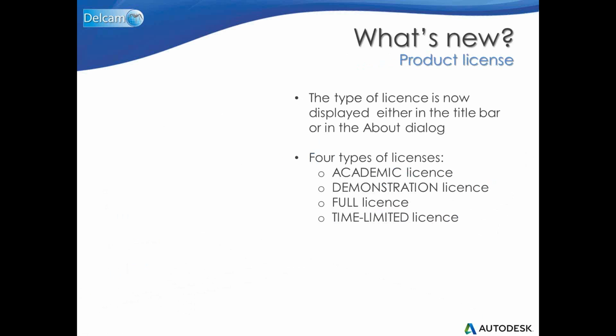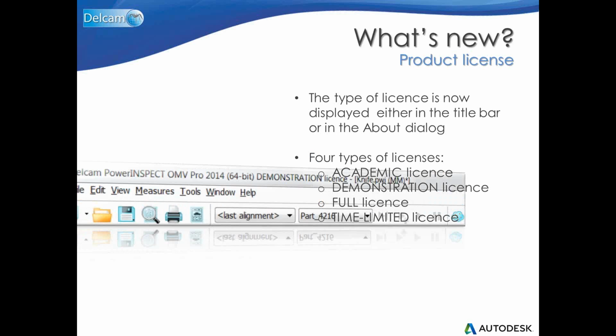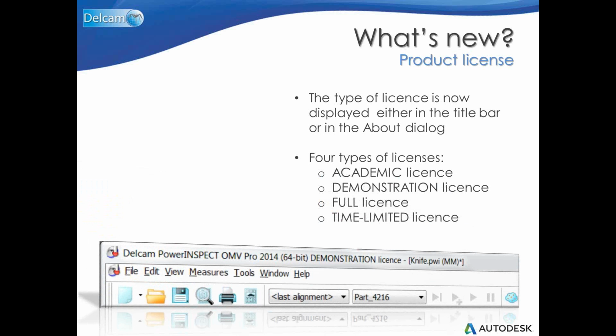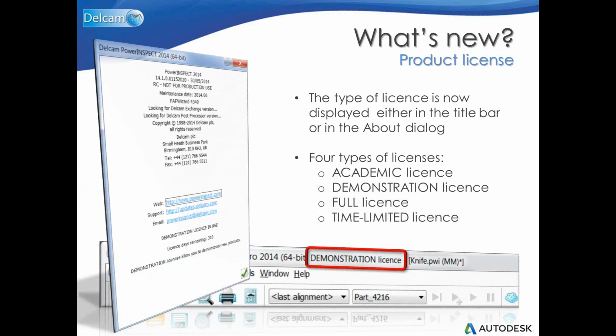Product license. The type of license is now displayed either on the title bar, as you can see here, or in the About dialog, as you can see here. We have 4 types of license: academic, demonstration, full, and time limited license. In the About dialog, we can also see how many days remaining we have. You see the arrow. With this new feature, we provide more information to the user, and it's also helpful for us to see straight away what kind of license we are dealing with when on site.